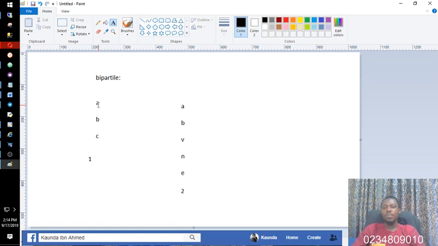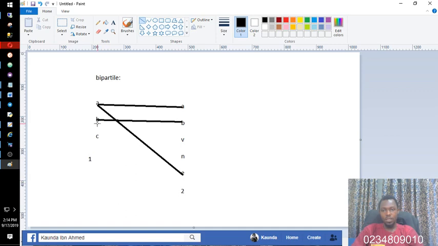The vertices in graph 1 are not connected to themselves. They are connected to the vertices in graph 2. And the vertices in graph 2 are also not connected to the vertices in graph 1. Something like this. This can connect to this. This can connect to this, and this can also connect to this. You know, one set connecting to the other set, but take note.